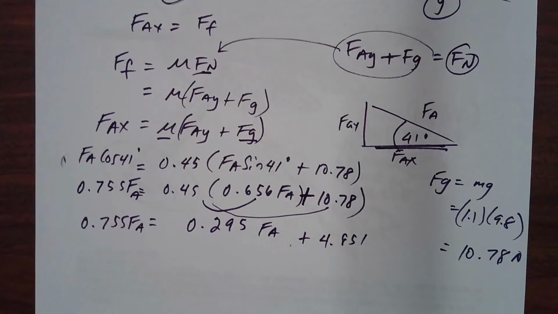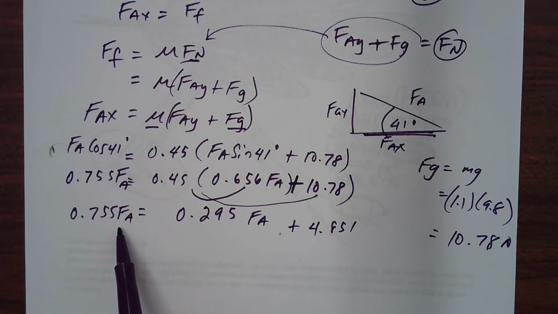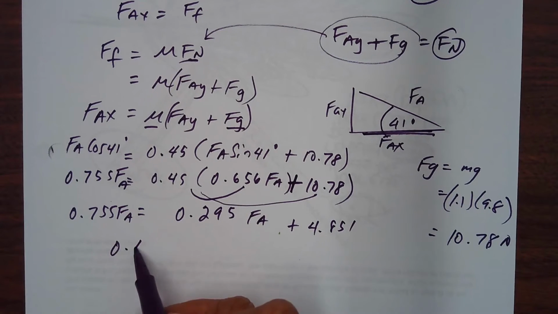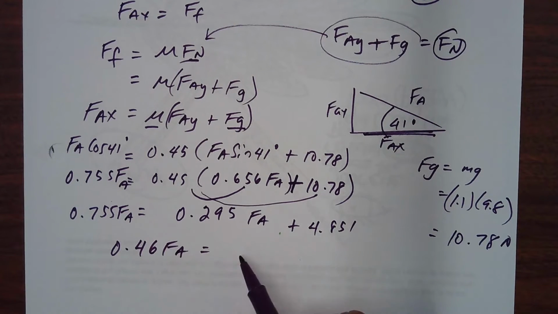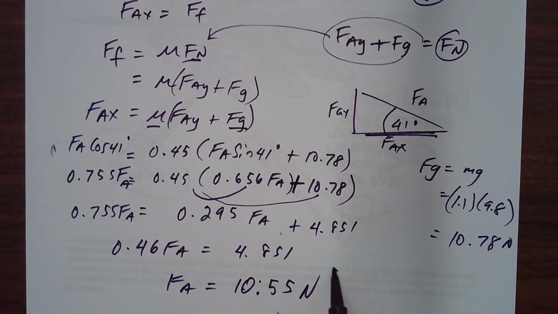Now, what can you find? Fa. You can combine Fa. So this minus that. So 0.755 minus 0.295, and what do you have? 0.46 Fa equals 4.851. What's our Fa? 10.55 newtons. Okay, so we found our Fa.